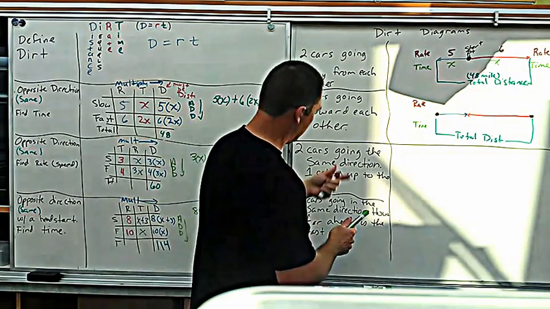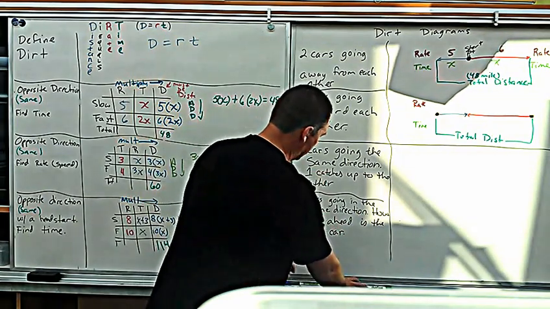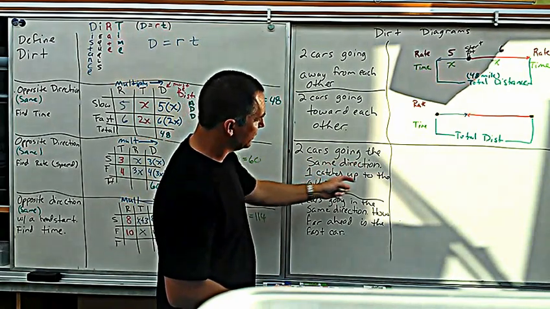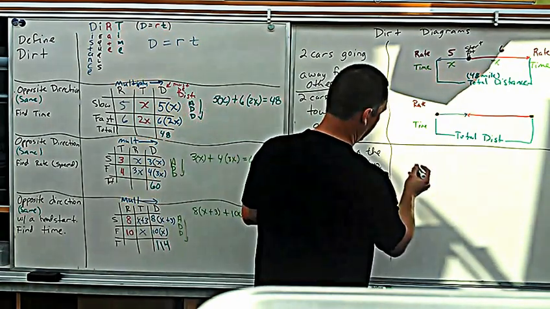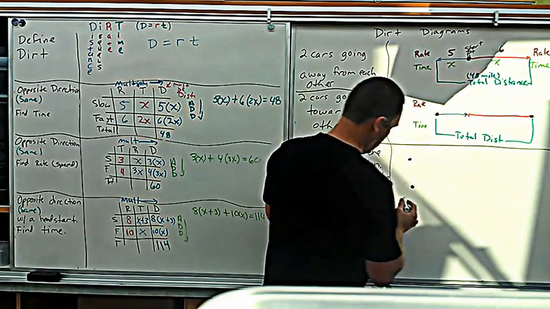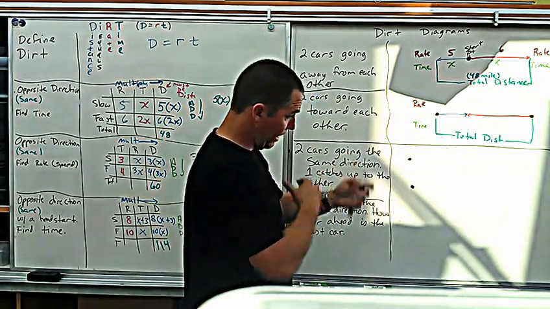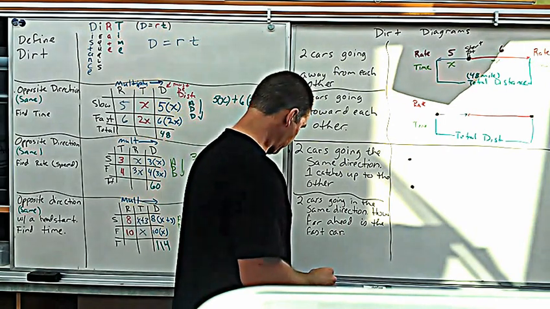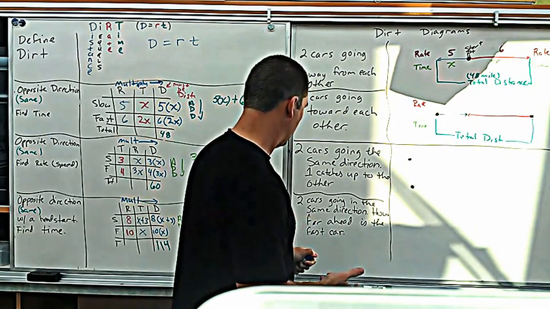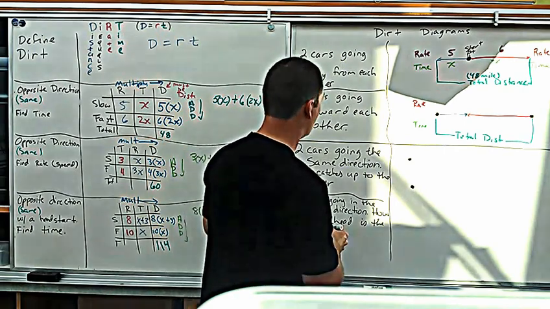All right. Then we have these. These look a little bit different. This one, we have 2 cars going the same direction, and one catches up to the other. Okay, so that means we have 2 cars. They're going in the same direction. So they're starting at the same spot. They're going the same direction. So one leaves a little bit earlier than the other. So we'll go like this.